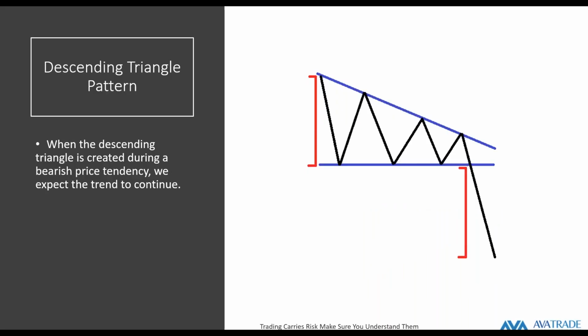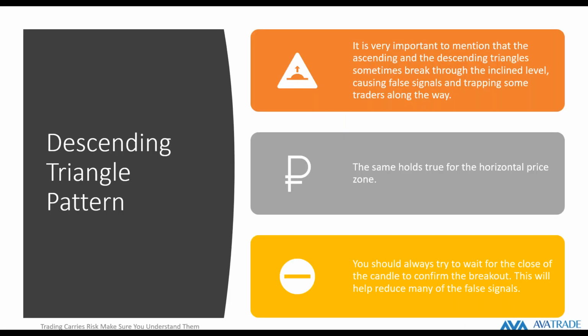Now, when the descending triangle is created during a bearish price tendency, we expect the trend to continue. It is very important to mention that the ascending and descending triangles sometimes break through the incline level, causing false signals and trapping some traders along the way. The same holds true for the horizontal price zone. You should always try to wait for the close of the candle to confirm the breakout. This will help reduce all the false signals.